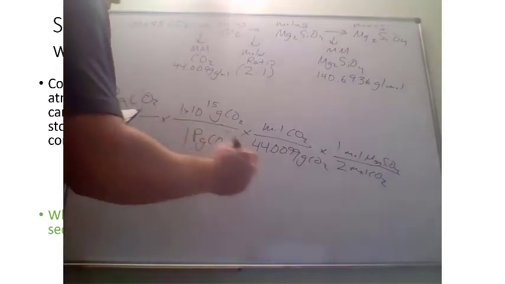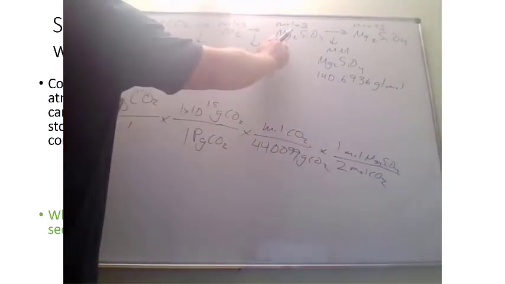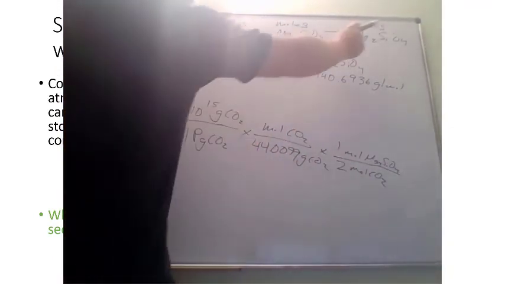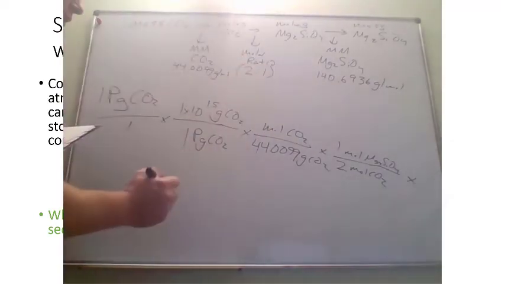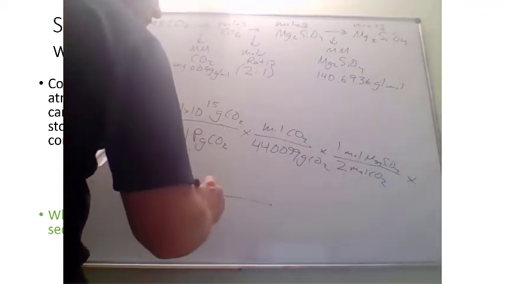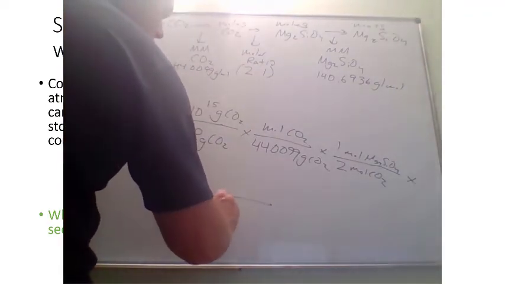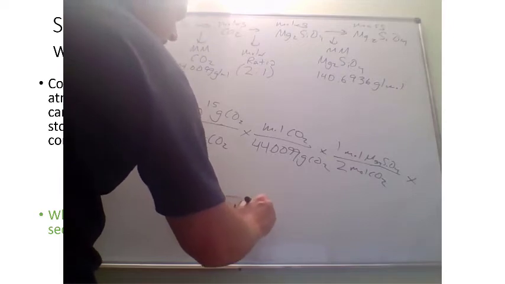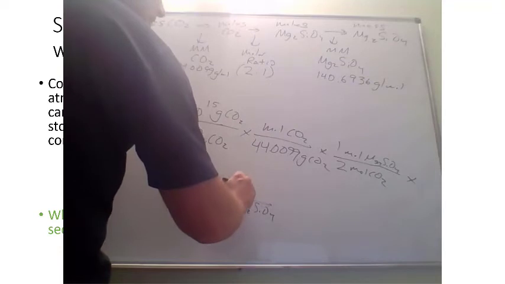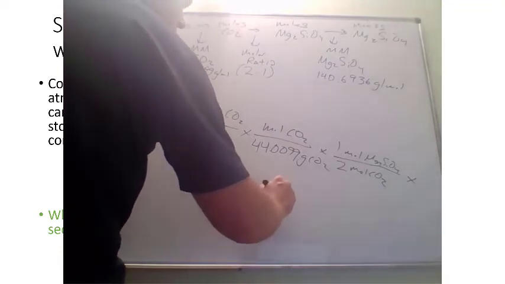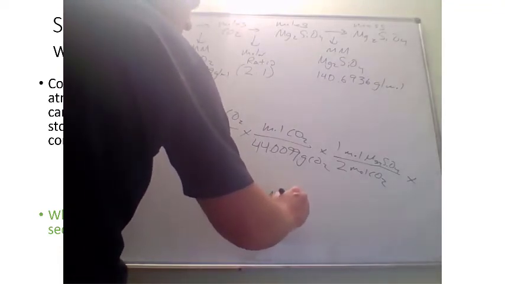Okay, so now we convert between moles of Mg2SiO4 to mass in grams. So we're going to jump down here. We know we need to have moles of Mg2SiO4 on the bottom to cancel out. So we're going to have our molar mass. For every 1 mole of Mg2SiO4, our molar mass says 140.6936 grams of Mg2SiO4.